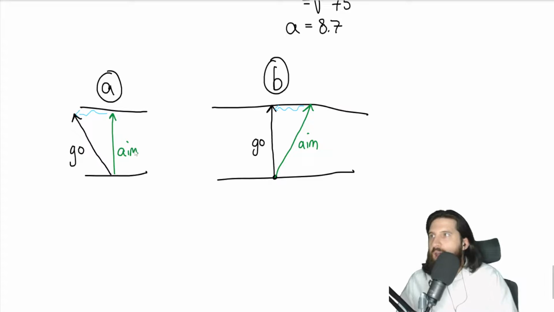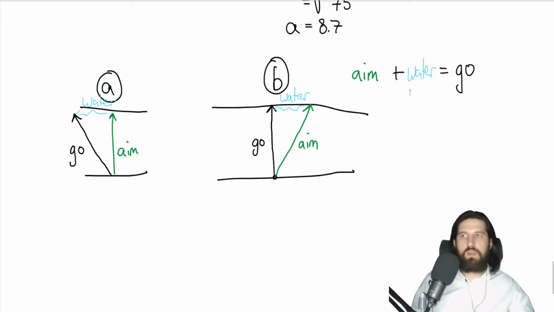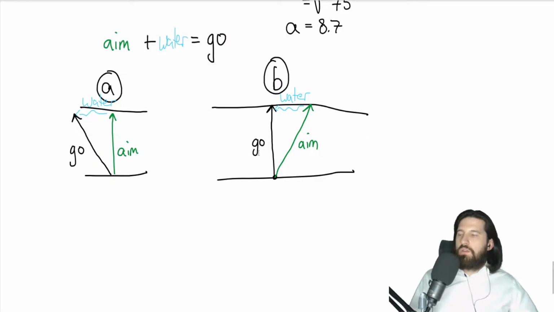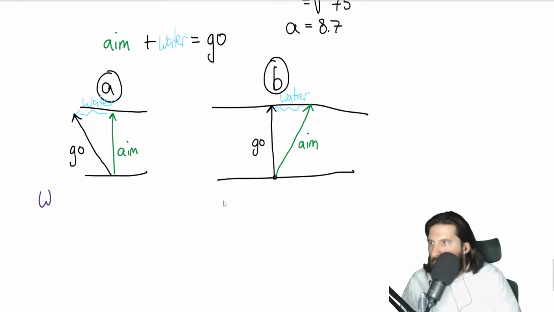So you aim, and then the water affects you. The water pushes you in a certain direction, and so the way it goes is aim plus water equals go. That's how I've written it here. Aim plus water equals go. Okay.